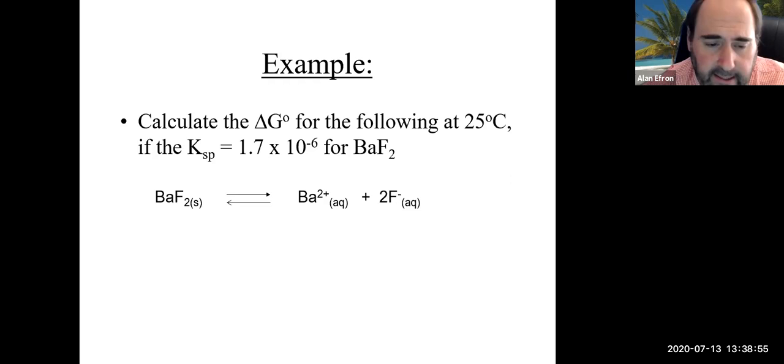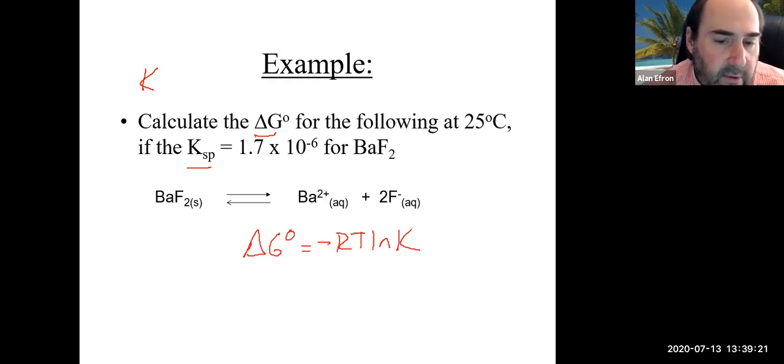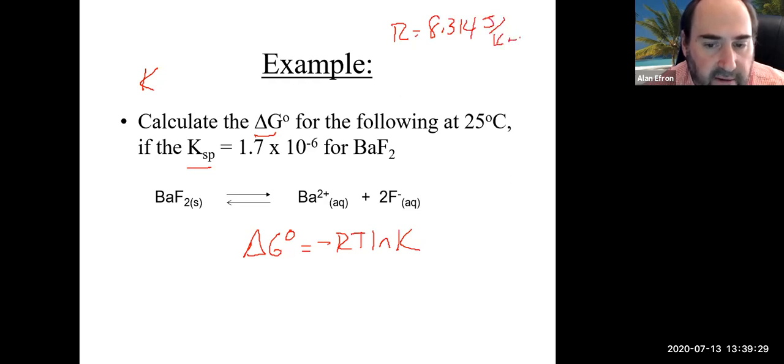Okay, in this case, we are given a KSP. Remember that although it is technically a KSP, they're all really just K values, no matter what they are. KA, KB, KW, KSP, they're all the same, which means we're looking for delta G naught. So we would want to use the equation that contains the K value, which is delta G naught equals minus RT natural log of K. Remember that the R we use is the gas constant that has to do with energy, so that's 8.314 joules per Kelvin mole.